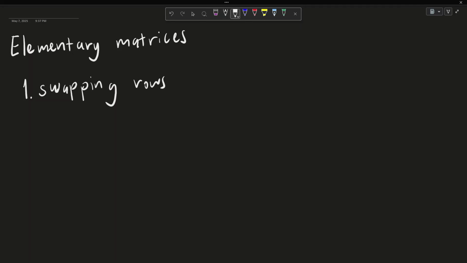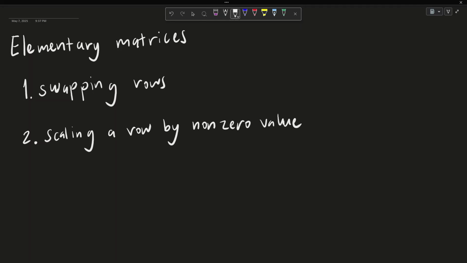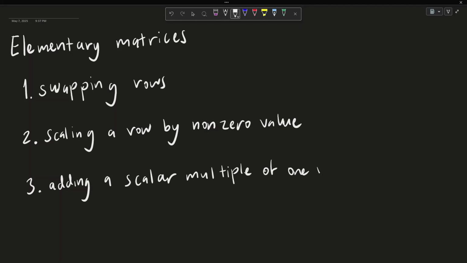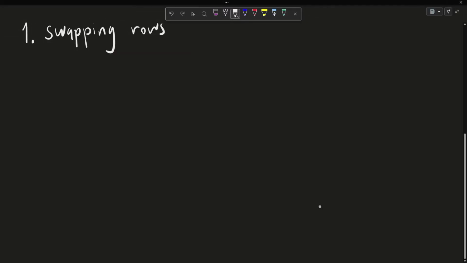The second row operation is scaling any row by some value as long as that value is not equal to 0. The third row operation is adding a scalar multiple of one row to another. And so what does that look like in terms of elementary matrices? Let's start with swapping rows.